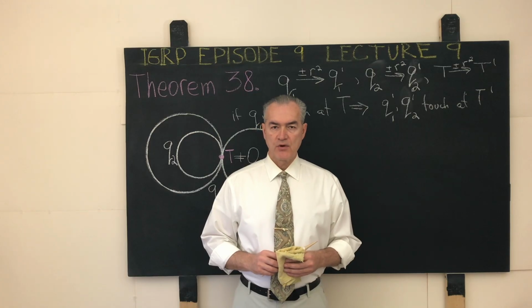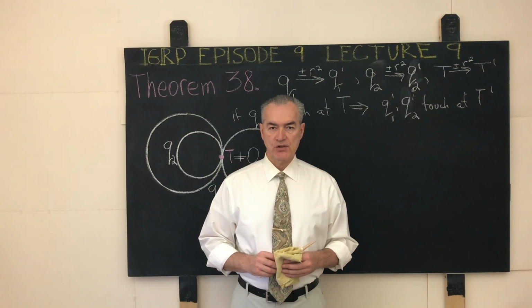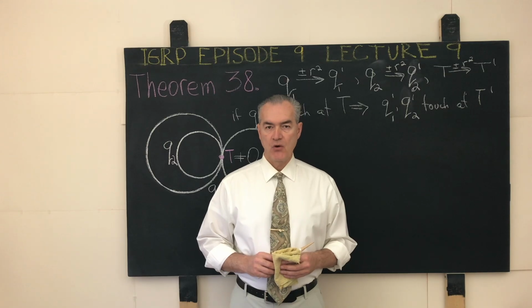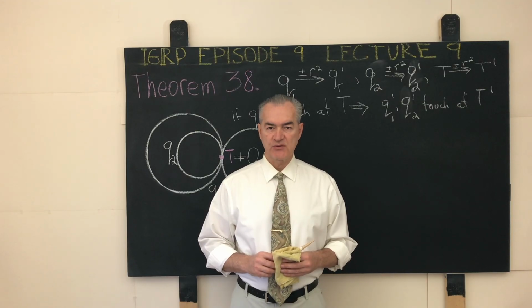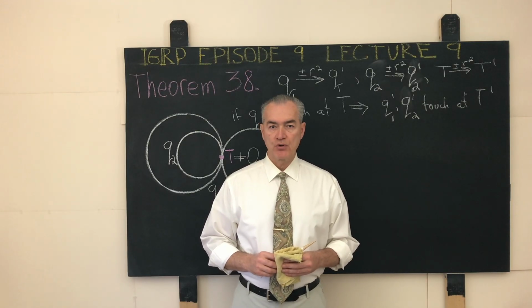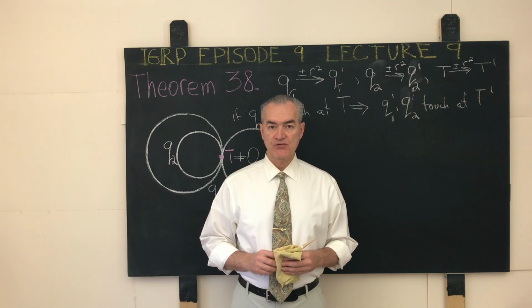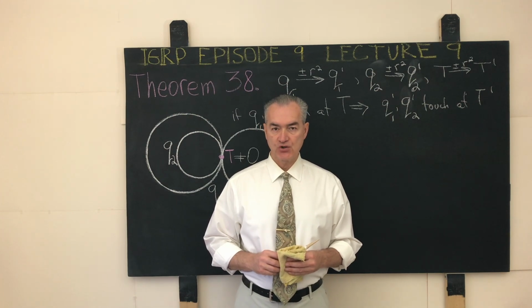According to theorem number 38, if two coplanar circles touch each other, whether externally or internally, then under the corresponding inversion of the real plane with respect to a circle, that point of tangency, if it is distinct from the center of inversion, is preserved.